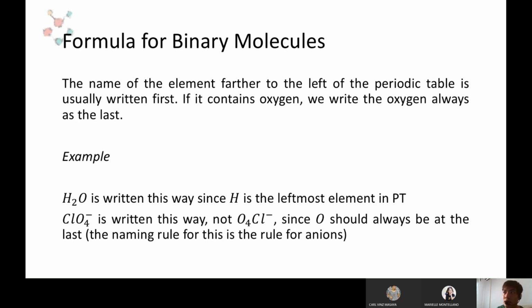So, in writing the formula for binary compounds, we first write the element that is farther to the left of the periodic table. So, isusulat muna natin yung element to the leftmost side of the periodic table. Paano kapag may oxygen? Yung oxygen always nasa dulo. For example, H2O, yung hydrogen nasa left side ng periodic table. Yung oxygen parating nasa dulo. So, we should not write H2O as OH2.